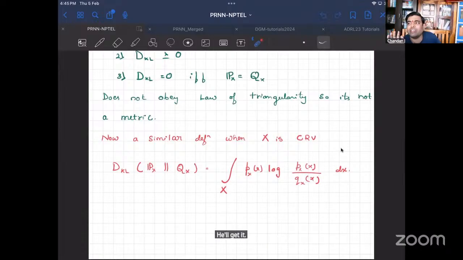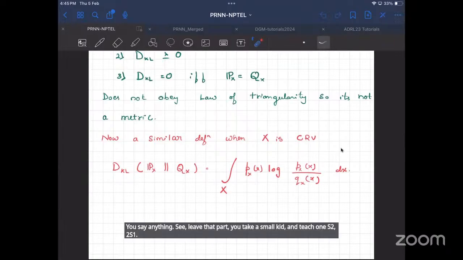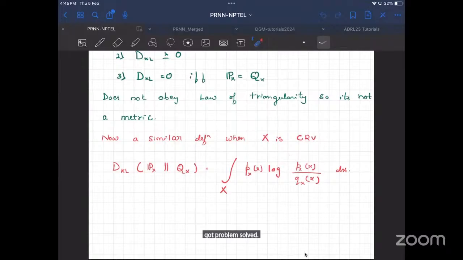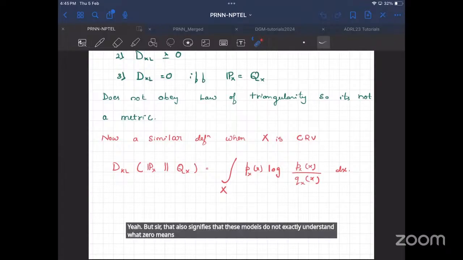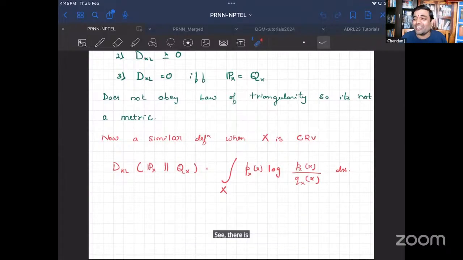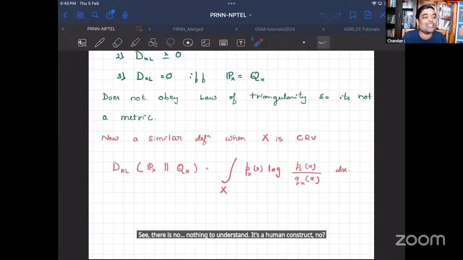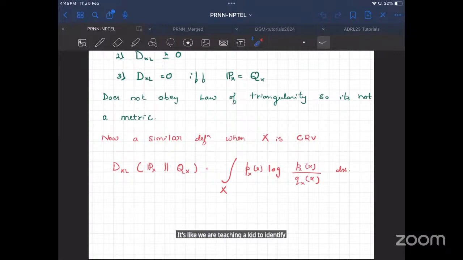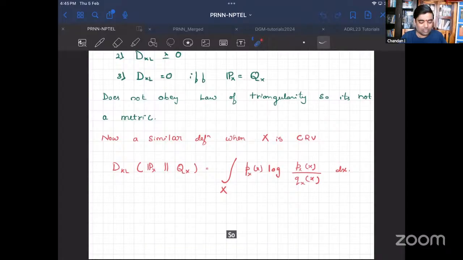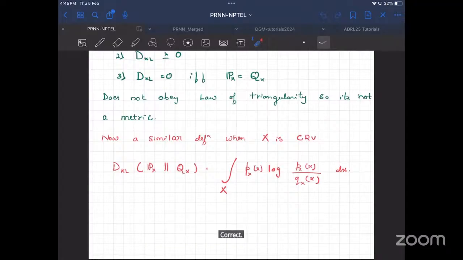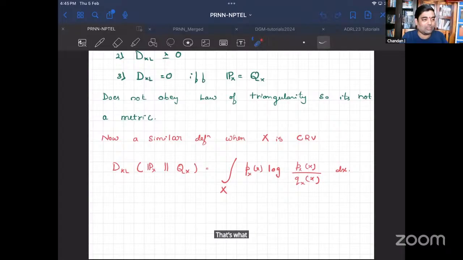See, leave that. You take a small kid and teach 1 as 2, 2 as 1. Problem solved. But sir, that also signifies that these models do not exactly understand what 0 means or what 1 means. They just find a mapping between these two. See, there is nothing to understand. It's a human construct, no? What is there to understand? It's like we are teaching a kid to identify 0 as 1 and 2 as 3. So he will naturally believe us and start studying like that. Correct. That's what you have done actually.